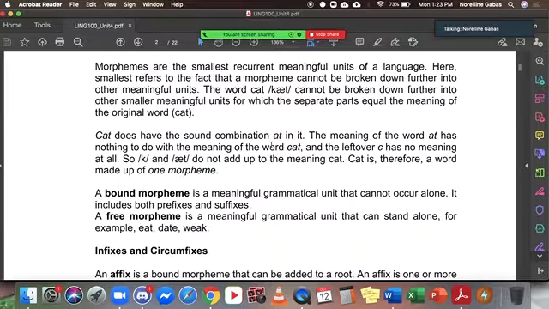Pag dinisect mo, chinap-chop mo ng chinap-chop yung word, pag di mo na ma-chop-chop yung words, yun na yung isang morpheme. Dapat mananatili pa rin yung meaning doon sa morpheme, doon sa pinagmulan. For example, education. Paano pa i-splice ang education? Pag tinanggal mo yung shon, educate.